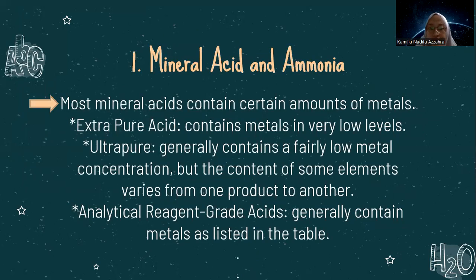Number 1. Mineral acids and ammonia. Most mineral acids contain certain amounts of metals. Extra pure acid contains metals at very low levels. Ultra pure generally contains a fairly low metal concentration, but the content of some elements varies from one product to another. Analytical reagent-grade acids generally contain metals as listed in the table.